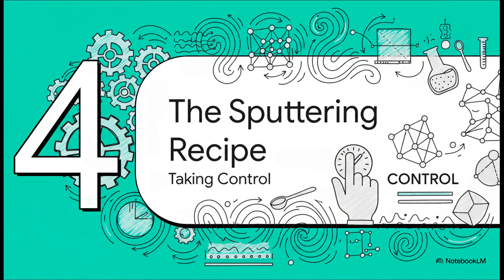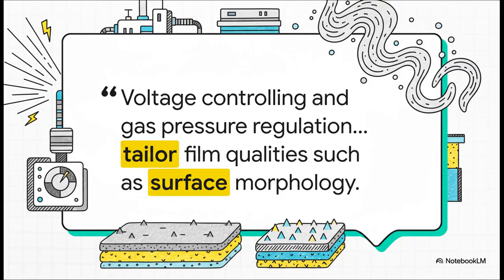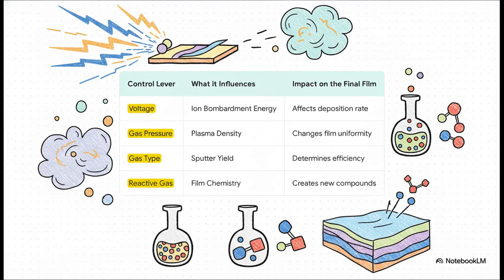The real power of sputtering is the incredible level of control engineers have over every single step. It's all about having the perfect recipe. And this quote just hits the nail on the head. By carefully controlling things like voltage and gas pressure, scientists can completely tailor the final film's properties. They can change its texture, its density, even its internal atomic structure, all with just a few tweaks to the machine. This table here lays out the main control levers we can pull.